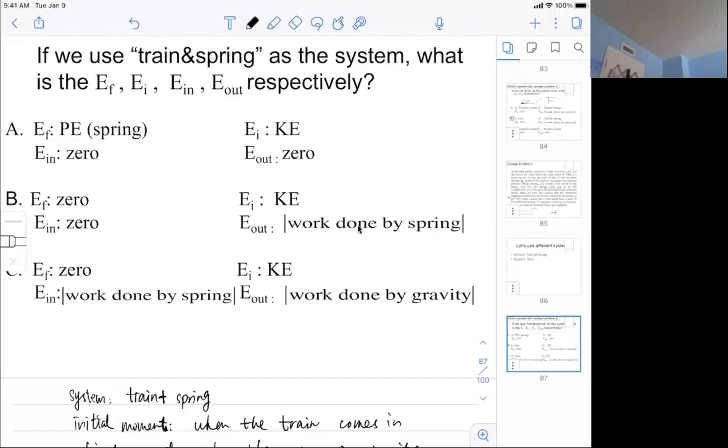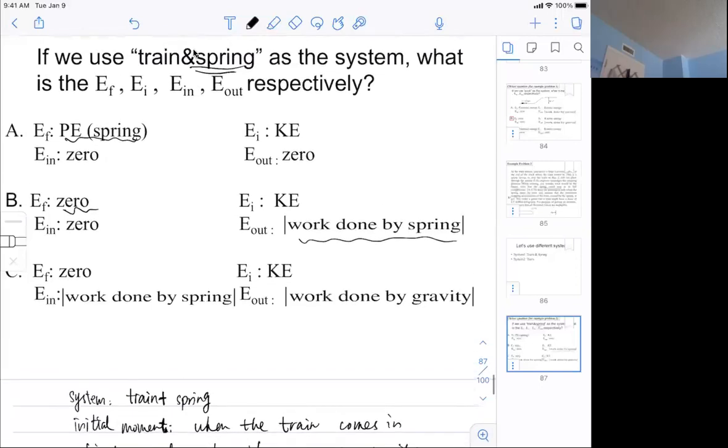This is our result. The majority voted for A, and quite a few voted for B. We say we don't have work done by gravity because the train is moving in the horizontal direction, right? So you're not going up or down. The difference between A and B is that in A you have potential energy of the spring, but in B you have work done by the spring. So how do we figure that out? You included the spring in your system.